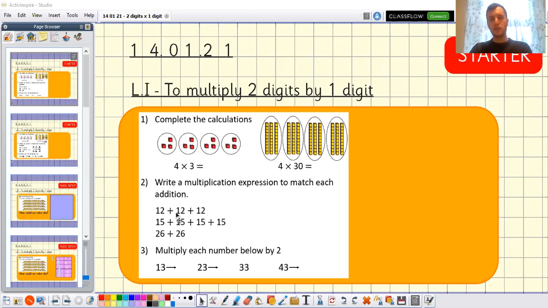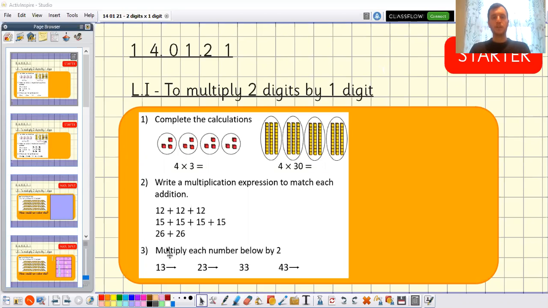After that, you've got some different addition calculations. First one is 12 plus 12 plus 12. And you've got to write a multiplication expression to match that. So I'd think about how many 12s there are. And that's going to be a bit of a clue about what that multiplication expression will look like. Next one is the same for 15 plus 15 plus 15 plus 15, and the same for 26 plus 26. And then on the last one, you've got 4 different numbers to multiply by 2.